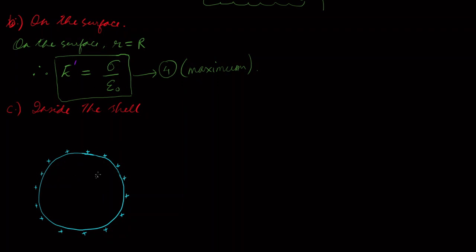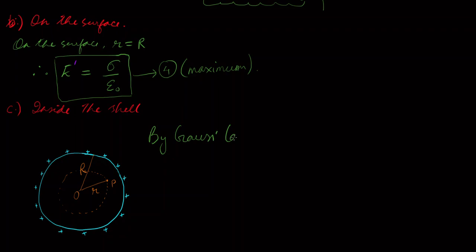Now let's say point P is somewhere here. This is the center, so this radius is capital R, and this distance of P is small r. So what do we do here? Again, we have to draw the Gaussian surface, passing through P. So the Gaussian surface will be inside, like this. Inside, so let's apply Gauss law.